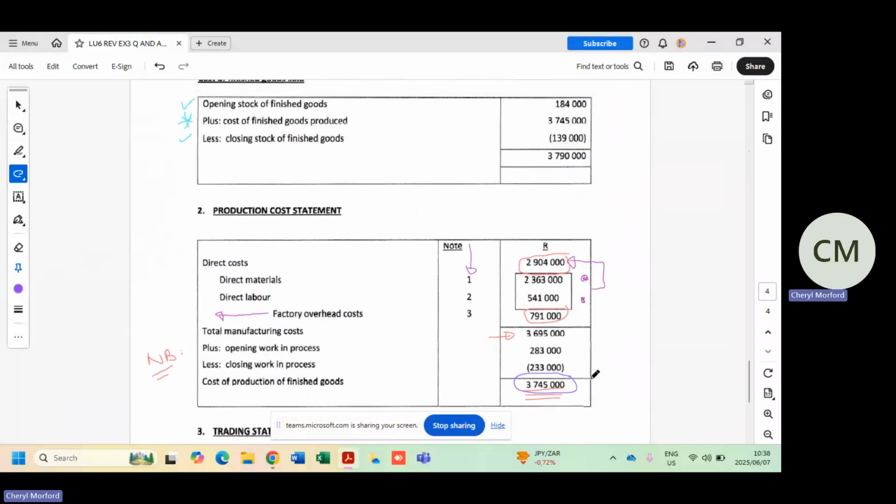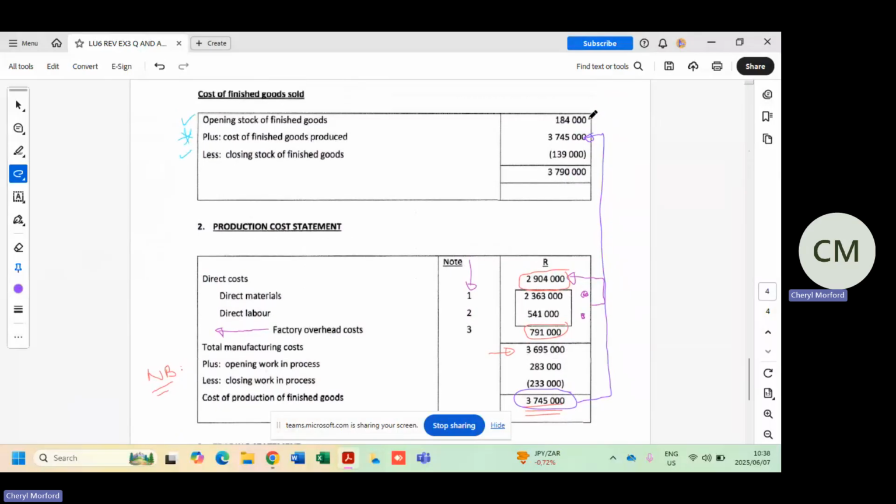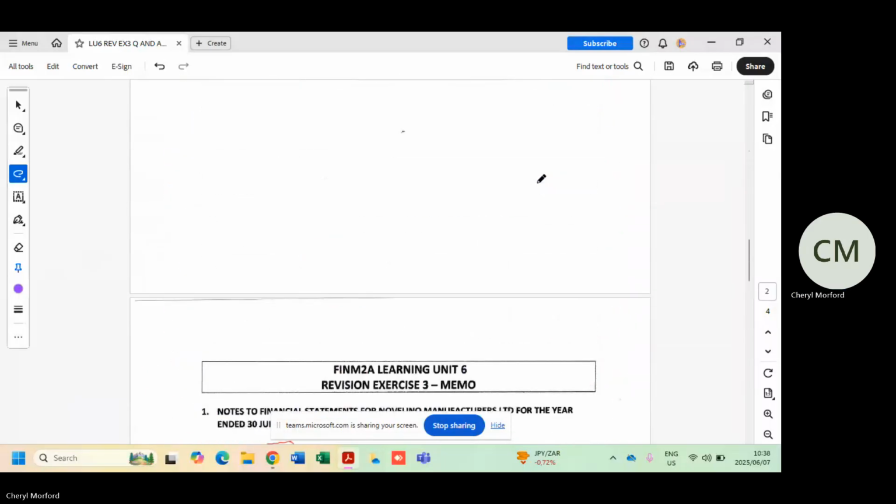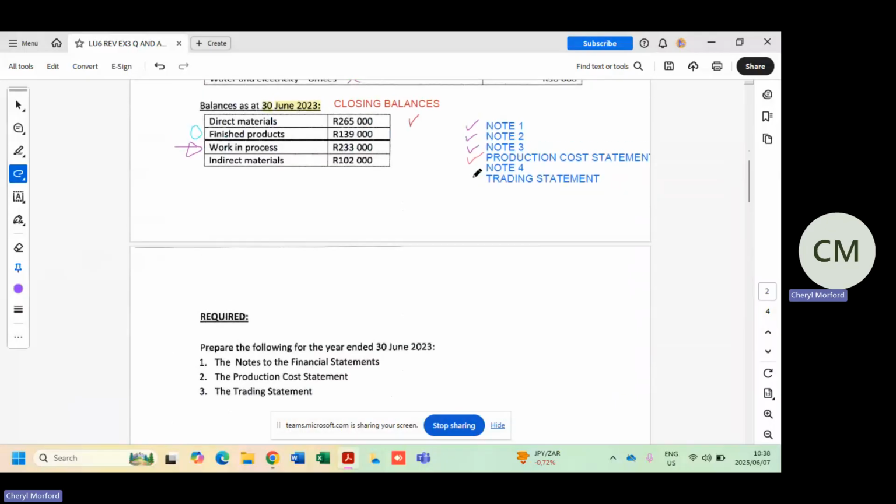So I'm going to take that. Let's see, that will fit. Yes, there we go. Go straight up here and pop it in there. So add that to my opening stock minus the closing stock gives me cost of finished goods sold of $3,790,000. Back up here. Note number 4 is done. We're on to the final statement, which is the trading statement.